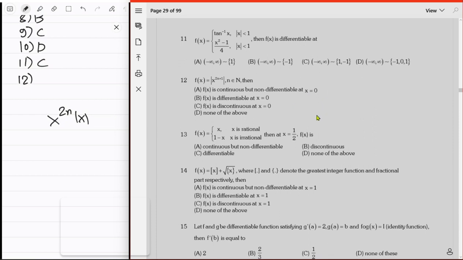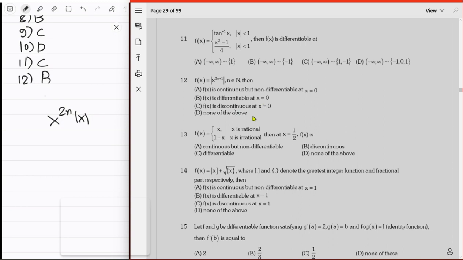So this is continuous but not differentiable at x equal to 0? Who told you? It depends on the n value. If n is a natural number, then it's already differentiable and continuous. So it is continuous, sure, and it's also differentiable. I can just say that because x power 2n plus 1 when x is greater than 0, it's negative x power 2n plus 1 when x is less than 0, but the derivative is still 0 at x equal to 0 from both sides. So yeah.